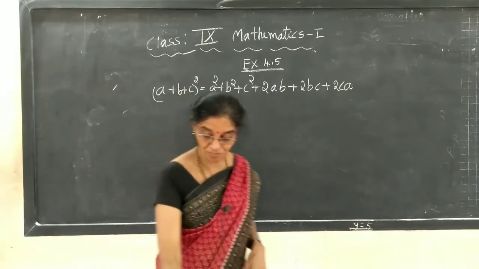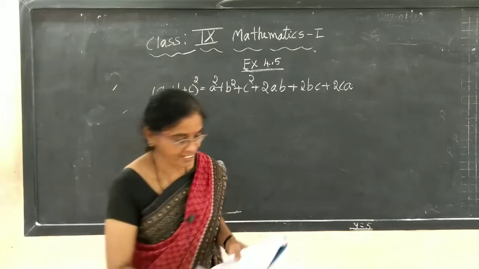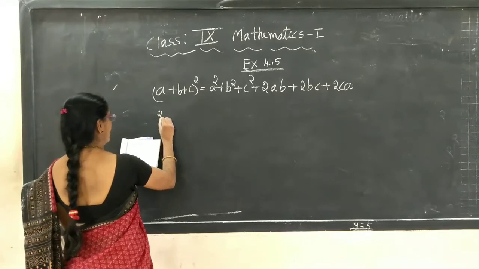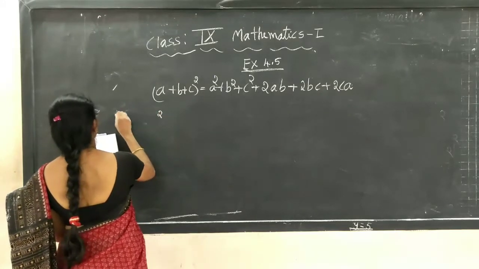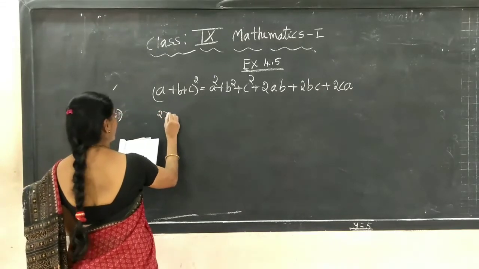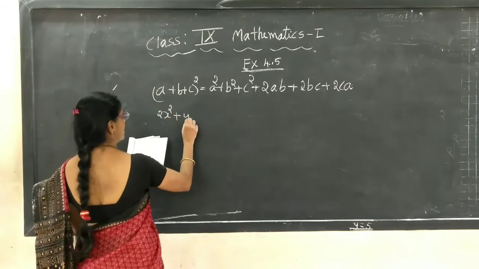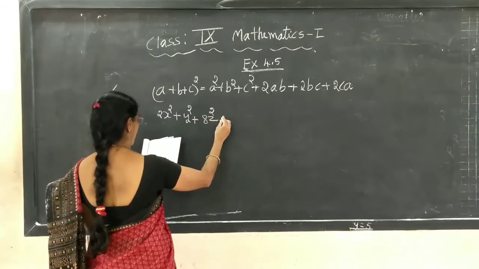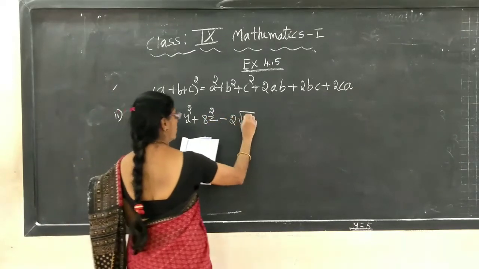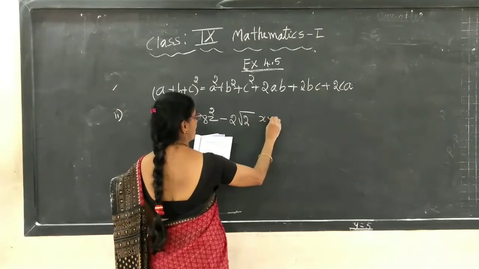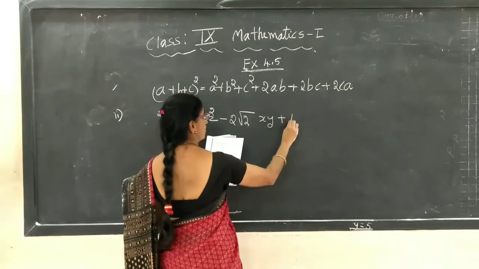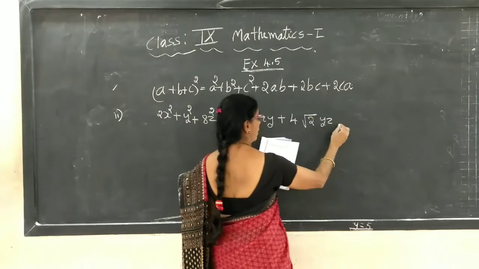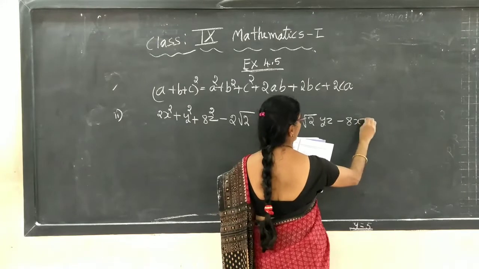Now, second problem, a little tricky, but you will get it. Direct square numbers are not given. Second problem: 2x square plus y square plus 8z square minus 2 square root 2 xy plus 4 square root 2 yz minus 8xz.